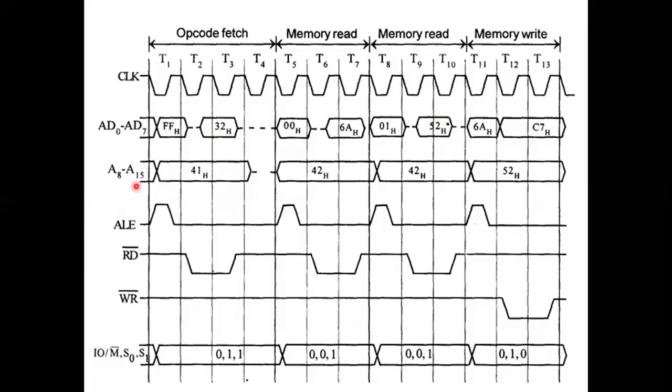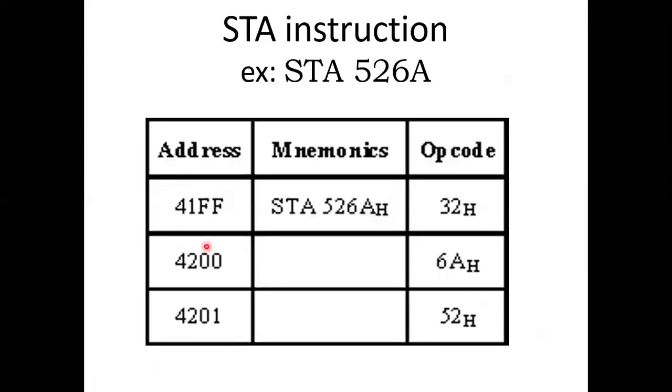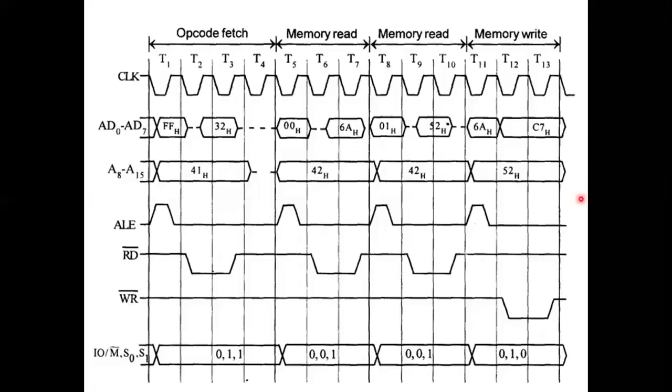Then AD8 to AD15, so that is the address. Okay, this is the address. So 41, 42, 42, because it is the address. So first we did some one now, that is address 41, 42, 42. Okay, so that 52 will be the final output address.